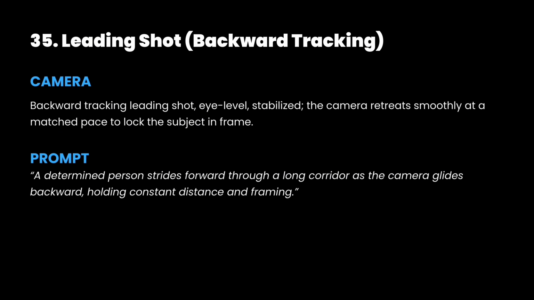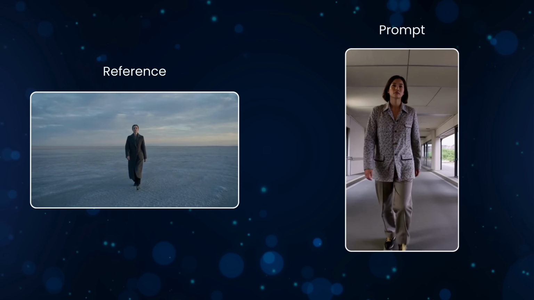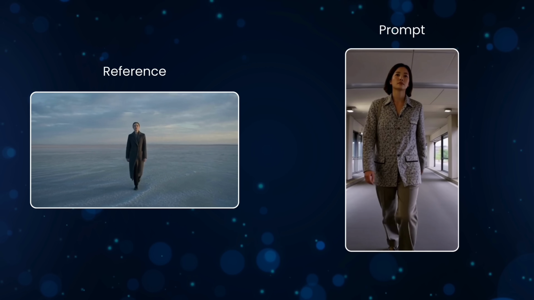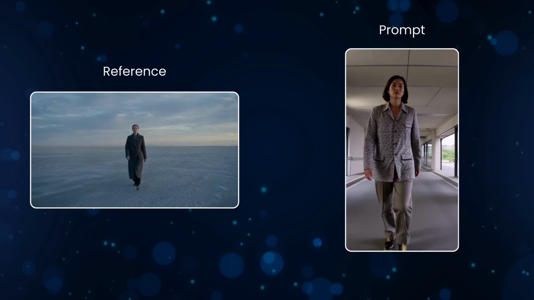Number 35. Leading shot, backward tracking. The eye-level backward tracking angle places the viewer face-to-face with motion, creating immediacy and confidence. It's effective because the steady retreat maintains focus while amplifying momentum.